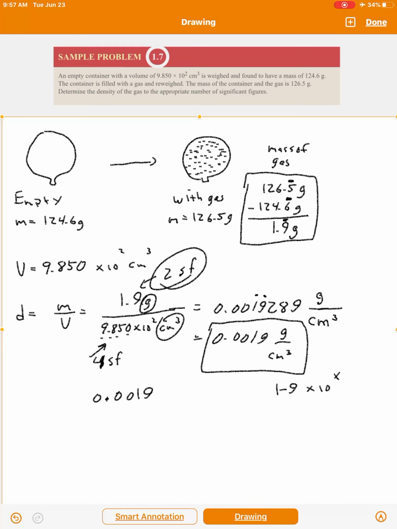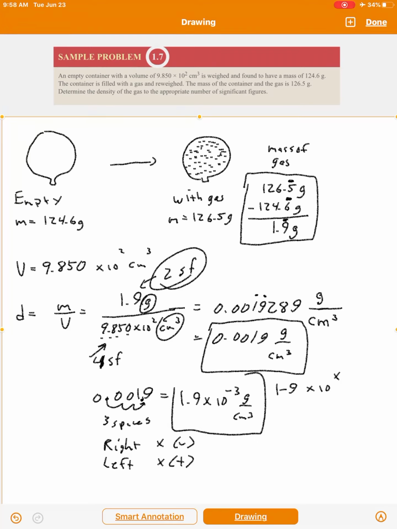So here's what you do. You move the decimal point the number of spaces it takes to get a number that's between 1 and 9. So if I move it 3 spaces, I get 1.9. Well, that's between 1 and 9, right? So this would be 1.9 times 10. Now we just have to figure out what x is. If you move the decimal to the right, x is negative. If you move it to the left, x is positive. So since we moved it to the right, it's going to be negative 3. Okay? Grams per centimeter cubed. And there you go. 1.9 times 10 to the negative 3 grams per centimeter cubed, or 0.0019 grams per centimeter cubed.